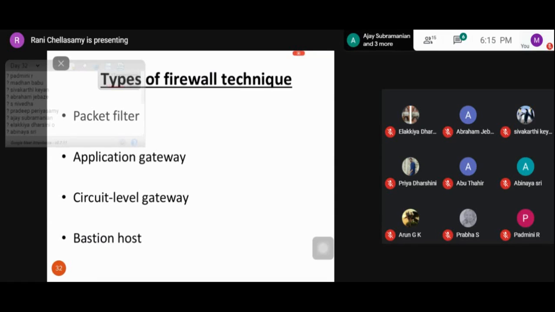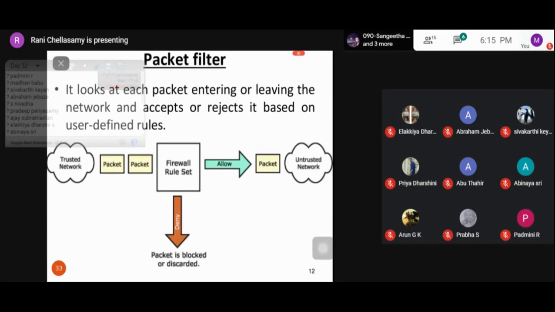Okay. And these are the types of firewall techniques listed here. The first one is packet filter. The second one is application gateway, otherwise called application level gateway. The third one is circuit level gateway, and the last one is bastion host. Okay. Let's see the first firewall, that is the packet filter technique.